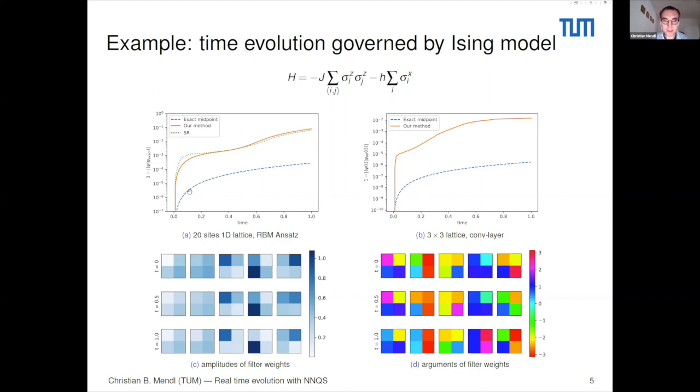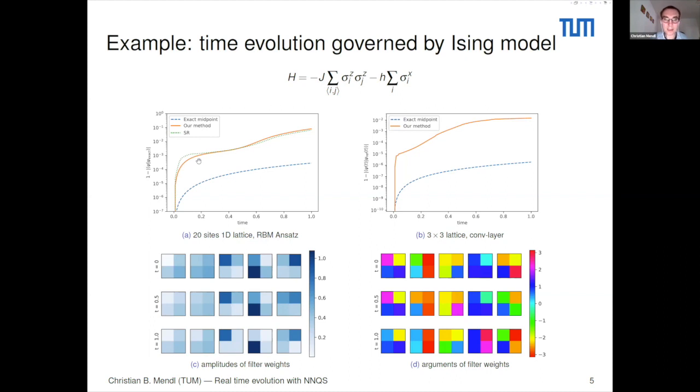And so first of all, the dashed curve is the error of the exact midpoint method. So of course this also has some error associated with it. But we cannot, I mean, we cannot hope to be better than that, right? But according to the plot, the main contribution from the error is actually coming from our parametrization of the neural network.